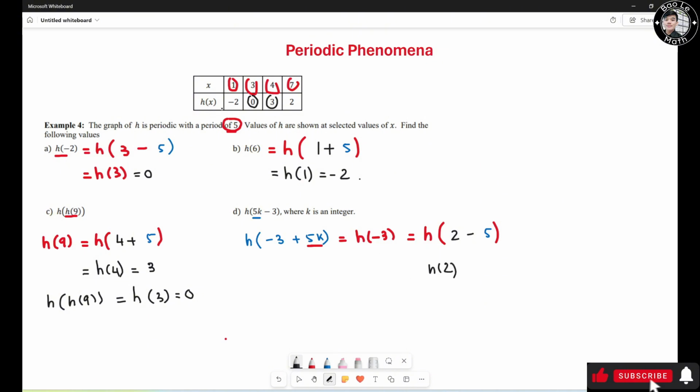Right? But I look at this one, I don't see any value of 2 right here. So this way doesn't work. Alright, so I need to find another way.